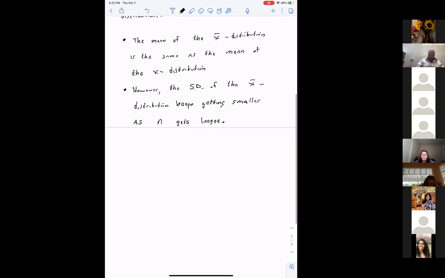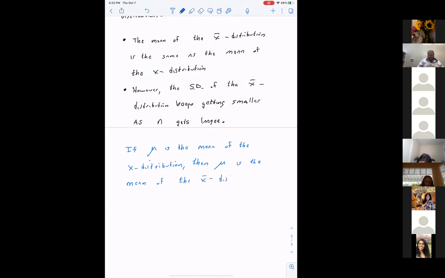So we'll say it in symbols like this, and we'll give a formula for it. If mu is the mean of the X distribution, then mu is the mean of the X bar distribution. In other words, the mean does not change.